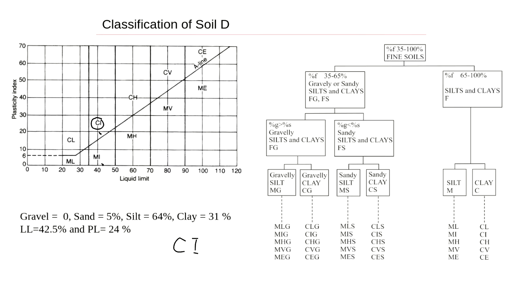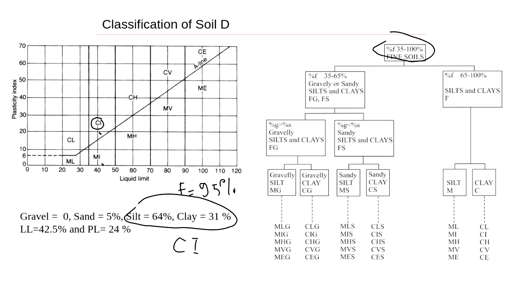That's CI, yeah, that's correct. Okay, good. So again, we'll start with the fines, the most important thing. We have clay and silt. Altogether, fines will be 95%, correct?